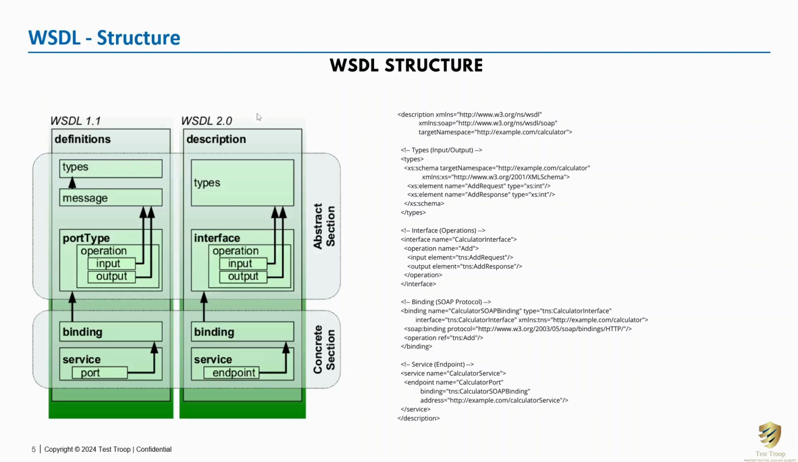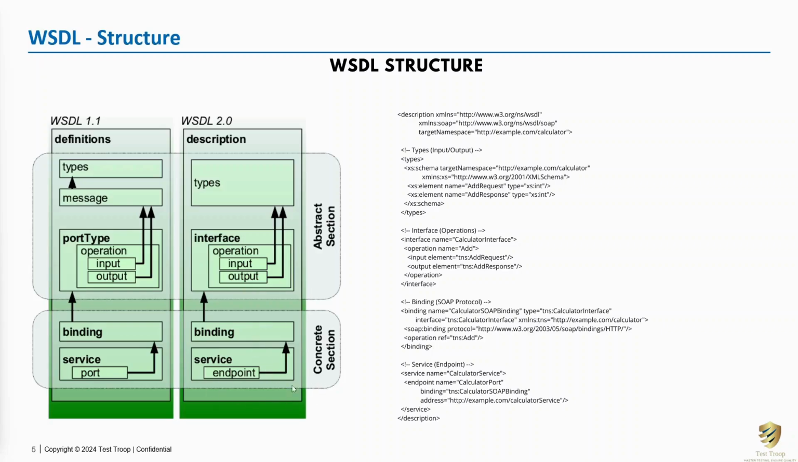This slide explains the structure of WSDL. We have the two versions of WSDL listed here, 1.1 and 2.0. 2.0 is the latest version of WSDL. On the right-hand side, you can see an example WSDL file, which is a calculator web service. The main tag starts with description for 2.0. For 1.1, it started with definitions. Let us try to understand the structure of WSDL.